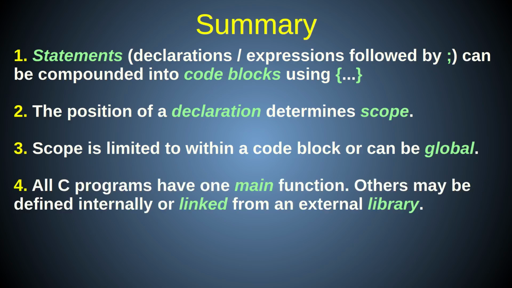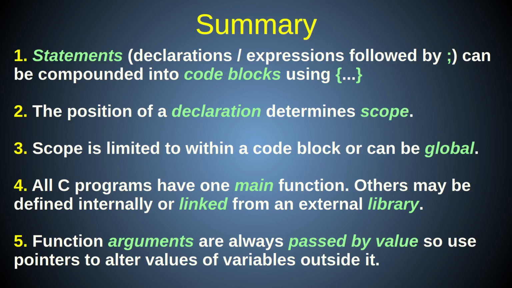All C programs must have at least one function called main. Other functions can be defined in the same source file or in separate source files, in which case they can be linked to your program at compile time by including a header file containing their prototypes in your source file. Function arguments are always passed by value. Use addresses and pointers if you want to change the value of a variable that is not internal to a function.